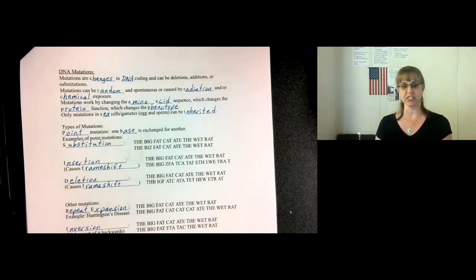And mutations can also be caused by chemical exposure. If you're exposed to certain toxic chemicals, those can cause mutations. Mutations work by changing the amino acid sequence. See, if one of your 3 letters is different, that can give you a different amino acid. Then, putting in a different amino acid changes the protein. The protein may or may not function the way it did in the past, especially if it's a significant change.